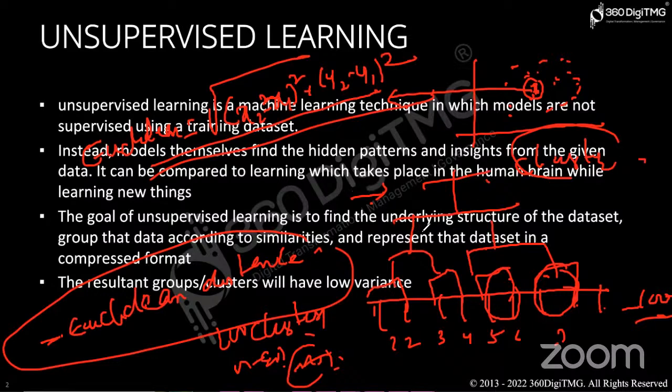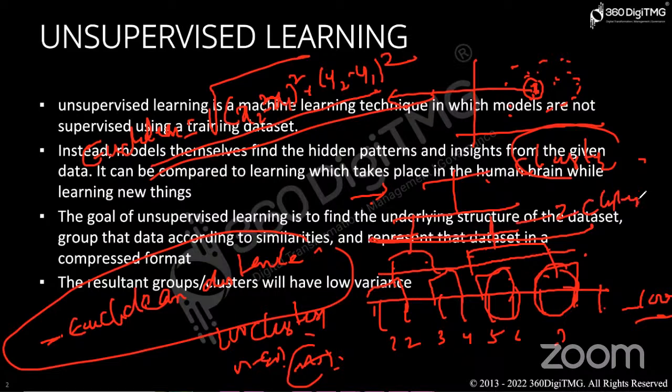So based on your requirement, you can select any number of clusters you want. If you want just 2 clusters, you can draw a line here. If you want 4 or 5 clusters, you can draw here. In this case, you will be having 4 clusters. Here you will be having just 2 clusters.